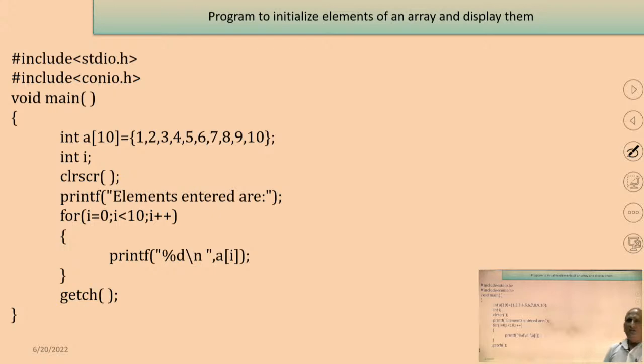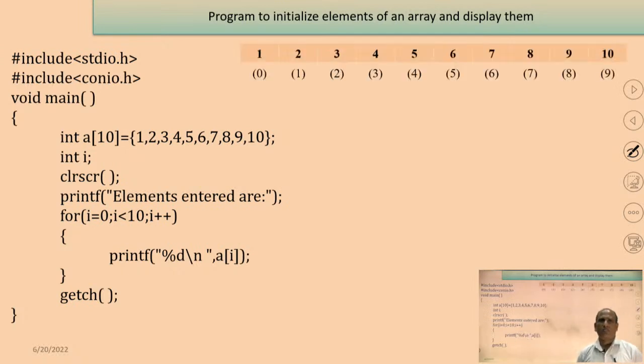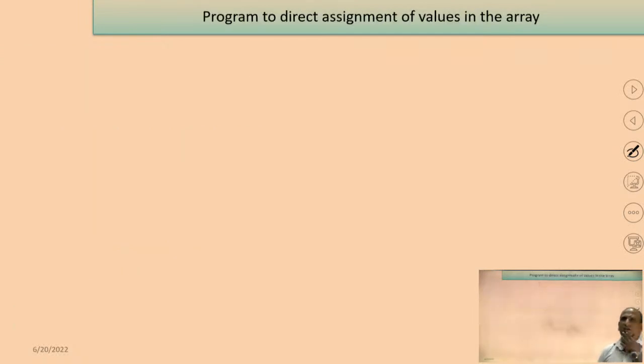Here I have written a program to take the elements directly. We have assigned the values directly, that I have already explained. The 1 will be stored to A of 0, 2 will be stored to A of 1 and so on, and by putting the printf into the for loop, we have just printed those elements. Now this way it will be printed.